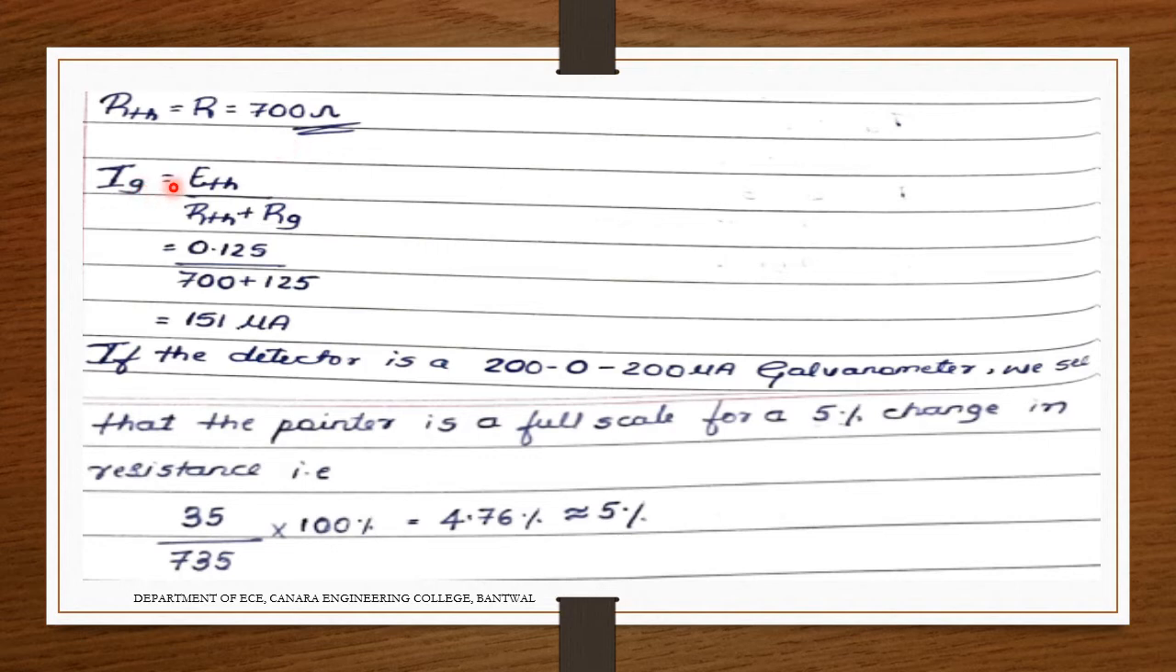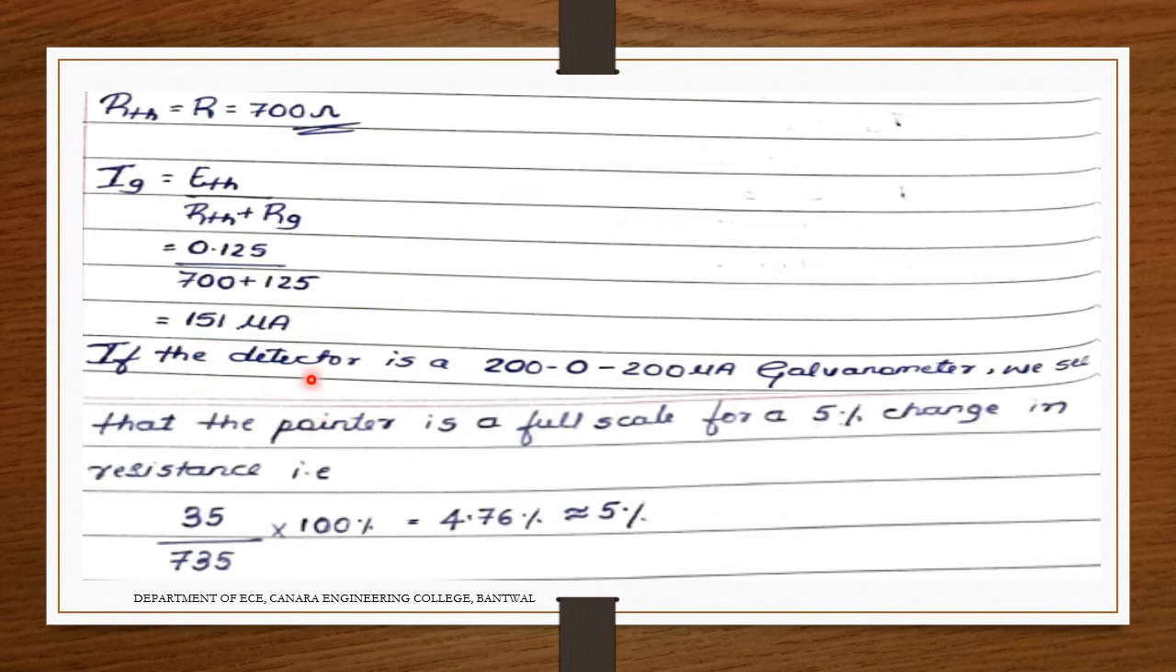Then substitute here. IG is equals to ETH divided by RTH plus RG, because here RG is already given as 125. So 0.125 divided by 700 plus 125 is equal to 151 microamps.